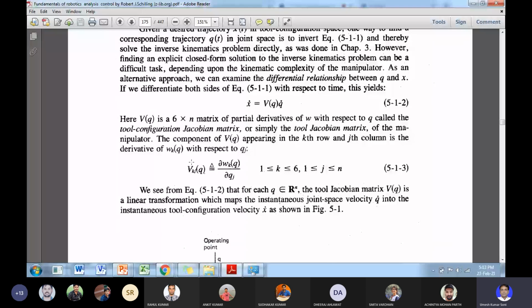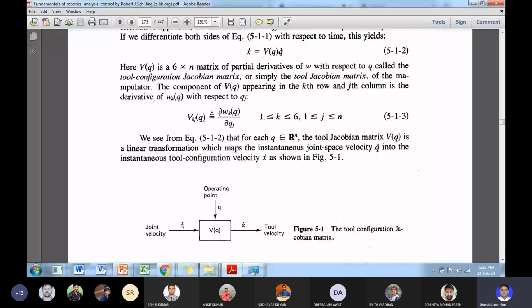Here this is the individual element wk. K is taken 1 to 6 for 6 links, and j from 1 to n for n joints. Suppose there are n joints, then n joint variables will be there: qj, so q1, q2, q3, and qn. If we suppose that there are 6 links and 6 joints, then k will vary from 1 to 6, and j will vary from 1 to 6.